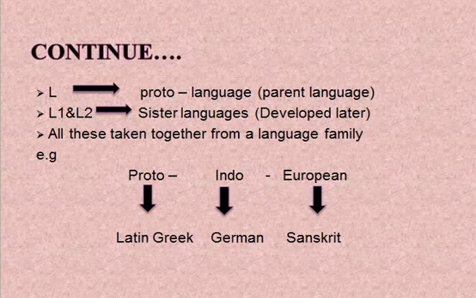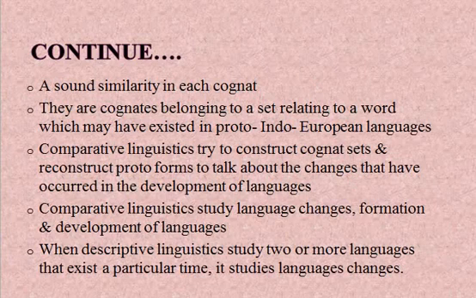L1 is a proto language that relates to a parent language. L2 relates to a sister language developed later. All these taken together form a language family: Proto-Indo-European, Latin, Greek, German and Sanskrit.